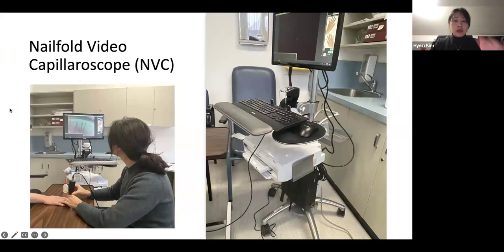Now at Mary Pack, we have a machine called a nail fold video capillaroscope. It's a little handheld machine that's connected to the computer. This is the picture I'm seeing. We can see nail fold capillaries at much higher magnification than we can with the dermatoscope, so it can help in some cases where the diagnosis is still a bit of a mystery.